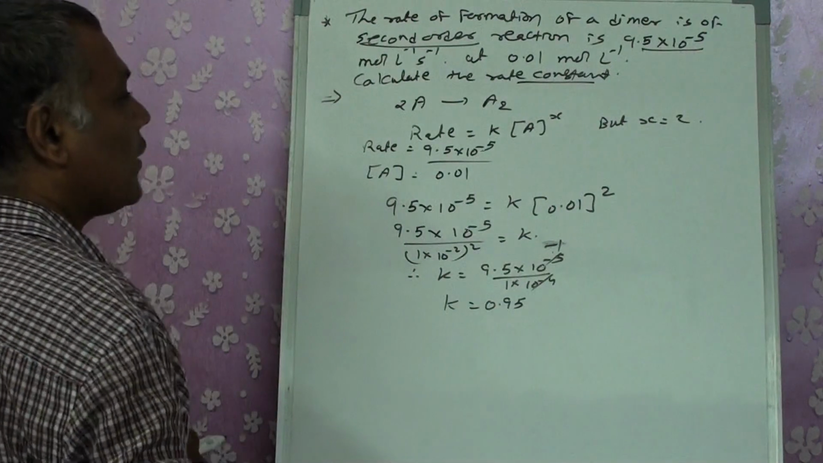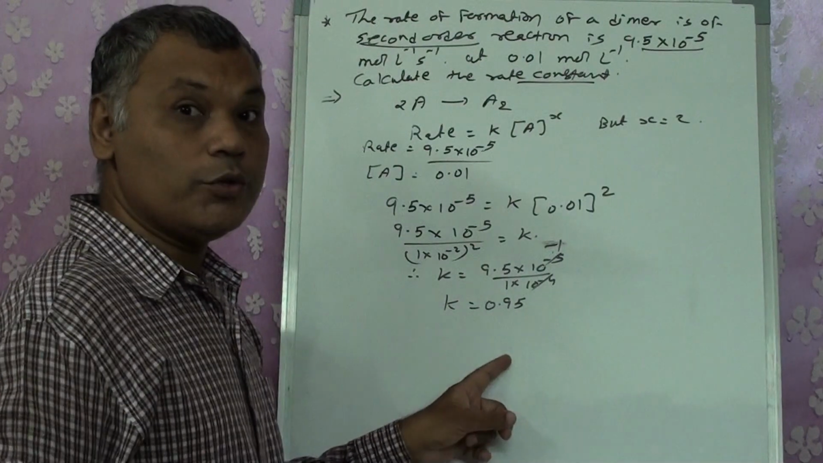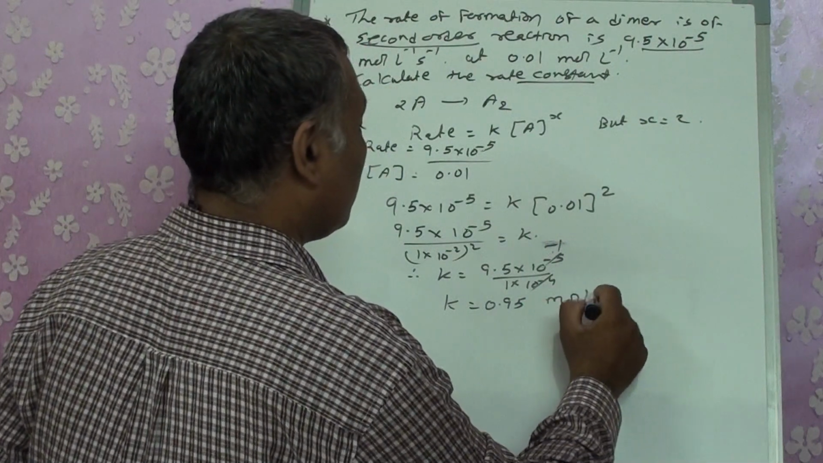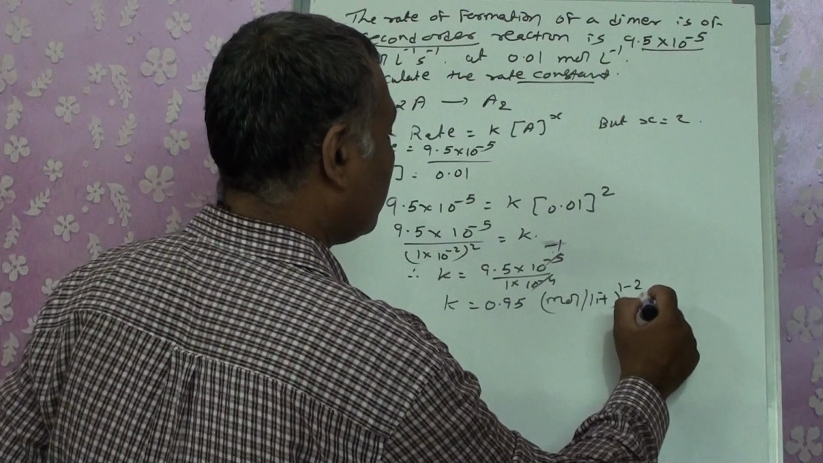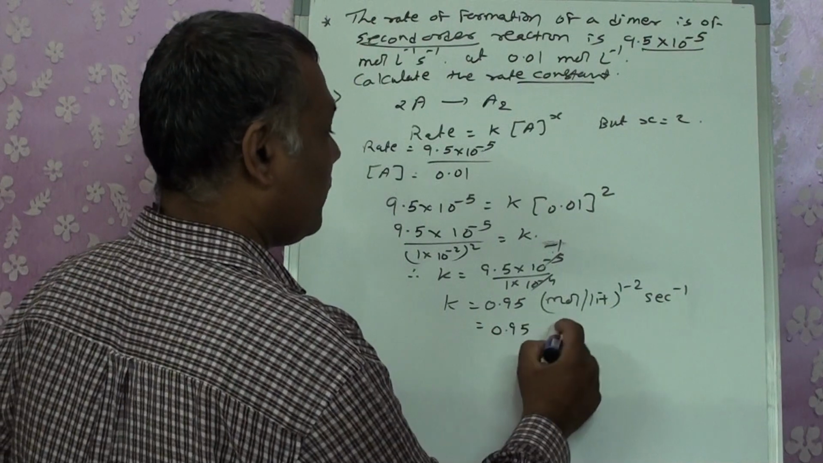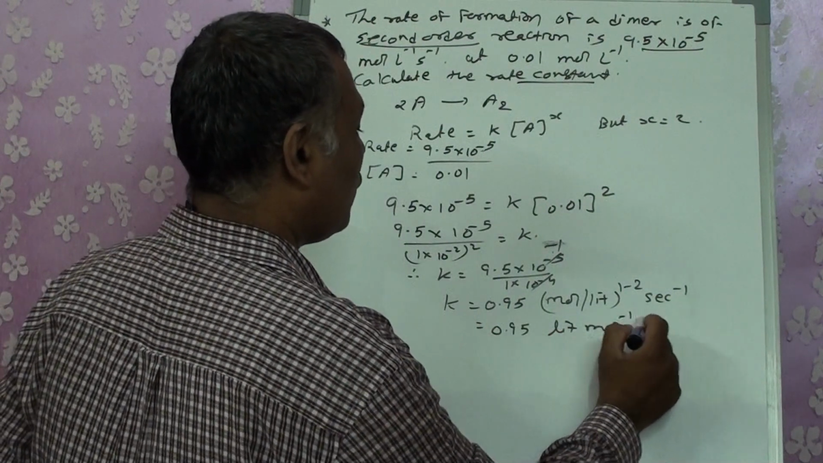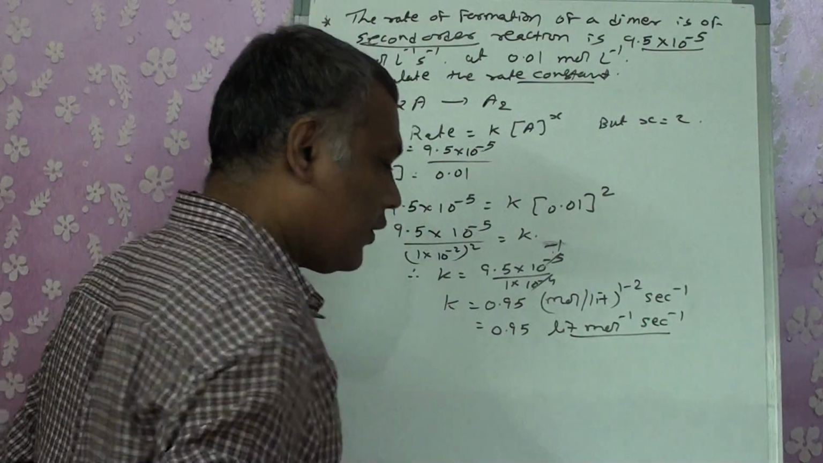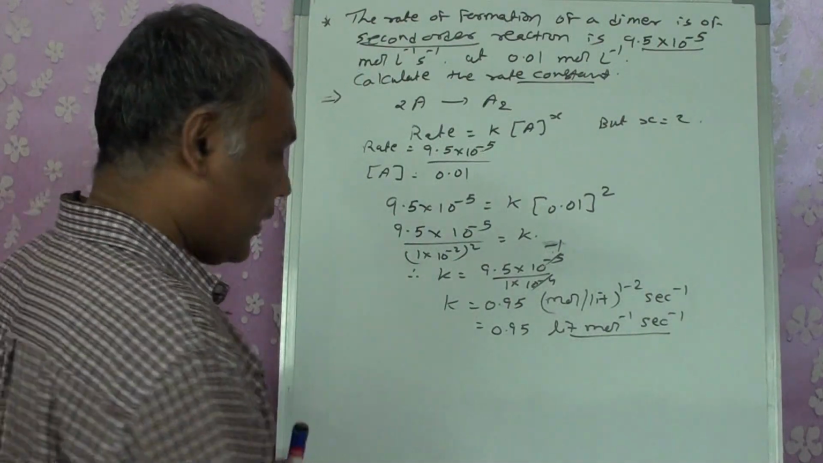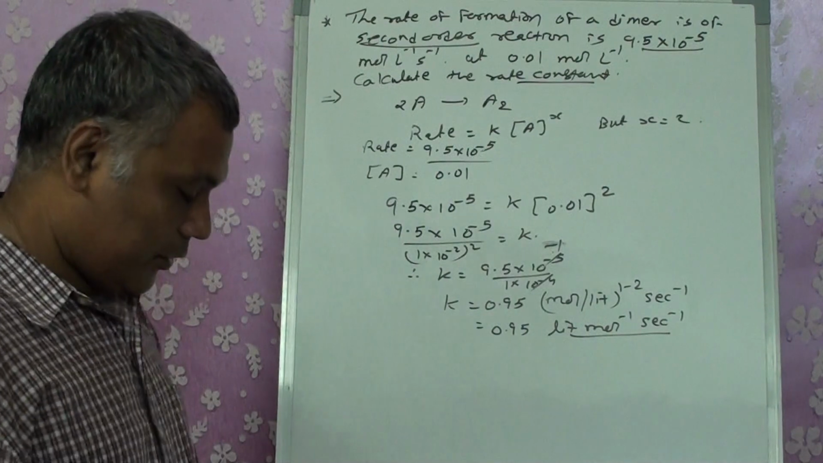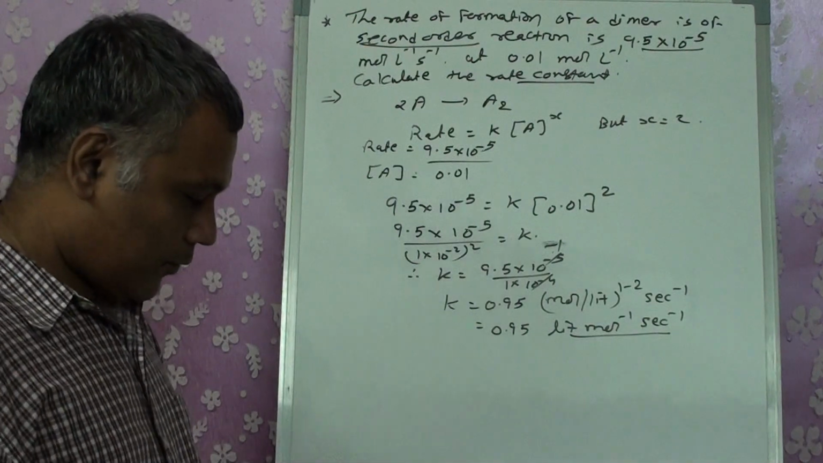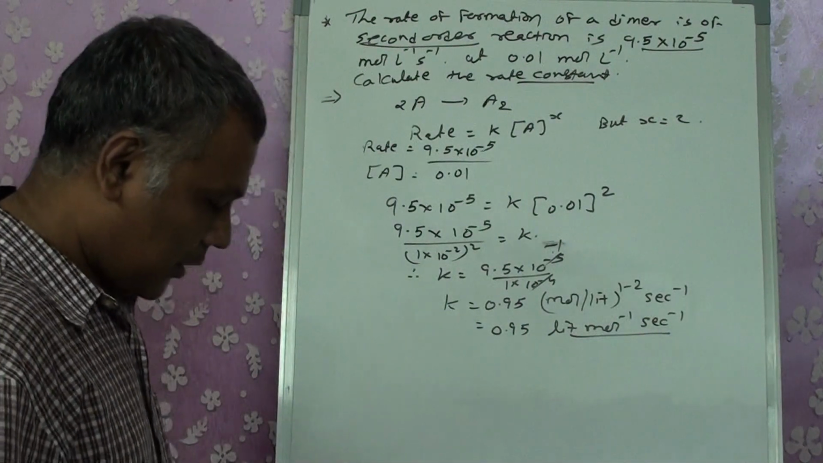What will be the unit for it? Here the unit is going to be very important for us. The unit we are going to get is mole per liter raised to 1 minus 2, second inverse, because your order of reaction is 2. So this will become 0.95 liter mole inverse second inverse. The unit is going to be very, very important to be indicated in the numericals. Right? So that is how to calculate the rate constant. Now after that, let's do another question.